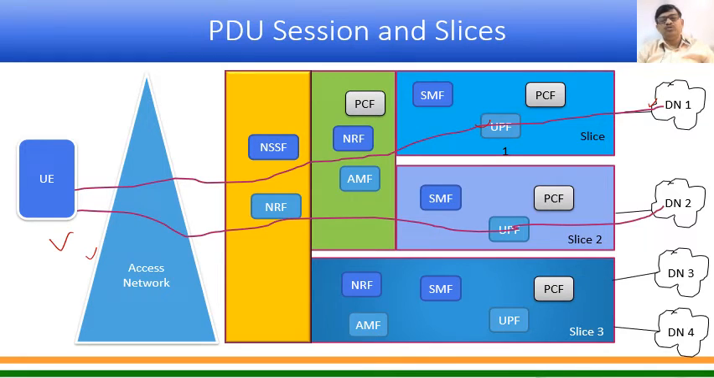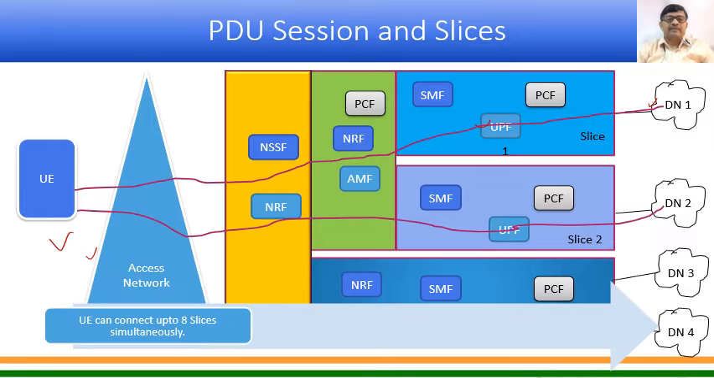The same UE may have another PDU session through slice number 2. So here also, UE to RAN to the UPF of slice 2 and to data network 2. So this UE is using two services from different slices. UE can connect up to 8 slices simultaneously. This is given in the standard.